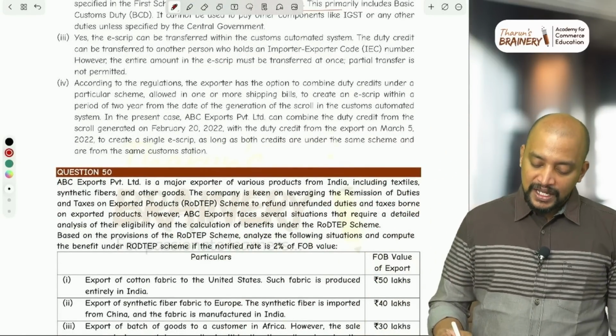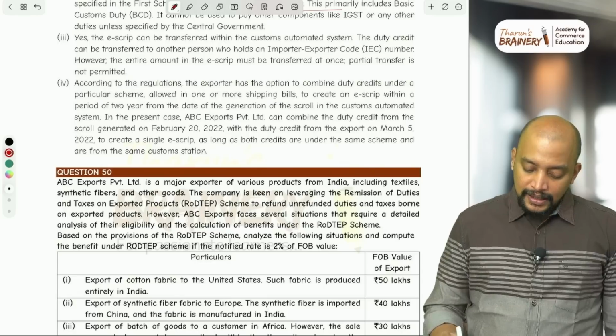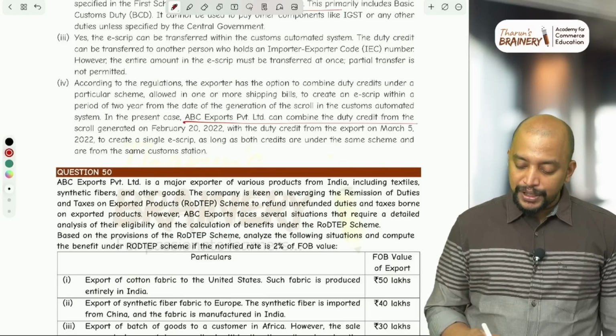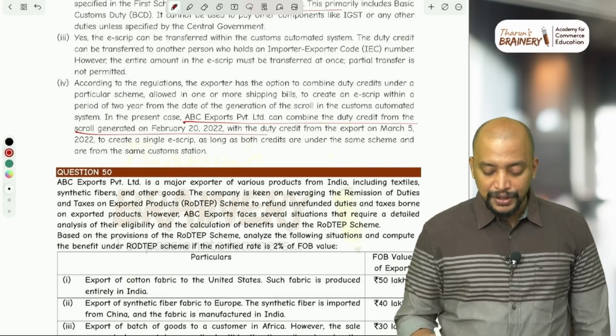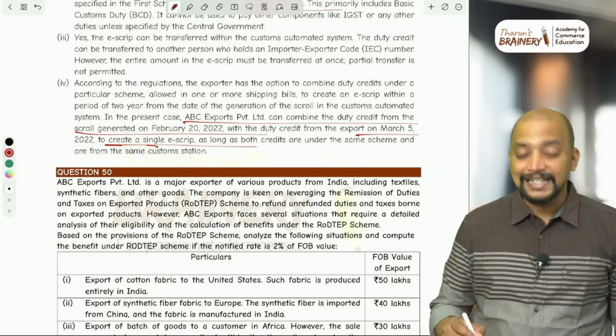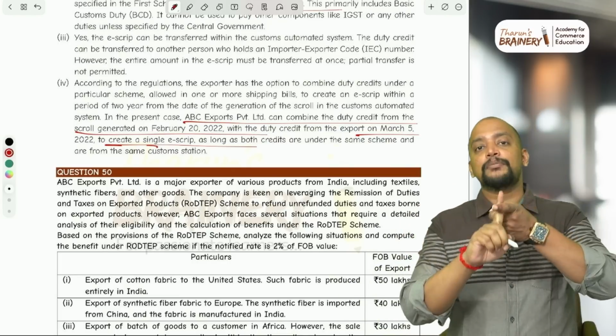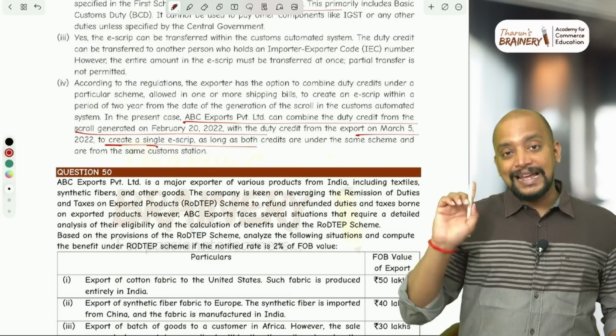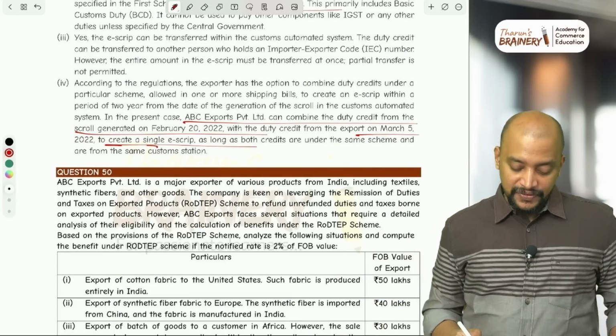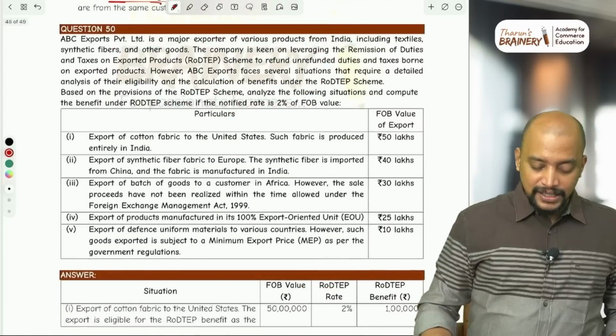Okay. So therefore, in the present case, ABC can combine the duty credit from scroll generated with duty credit from export to create a single e-script. Single e-script, scroll only generated. So two scrolls can be combined to generate one e-script, but that e-script can only be fully transferred. Okay. And next, last question.